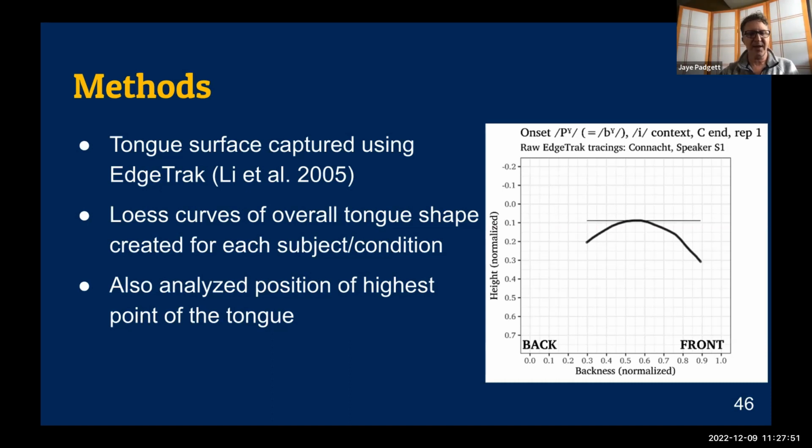But another thing we're analyzing is the highest point of the tongue. So some of our analyses are based on that. And the diagram on the right just shows what we mean by that. The highest point of the tongue, pretty much across all of our data, always seemed to be an appropriate thing to be measuring. So it wasn't the tongue tip, for example. And sometimes it was a plateau, and so we took the center of that plateau.